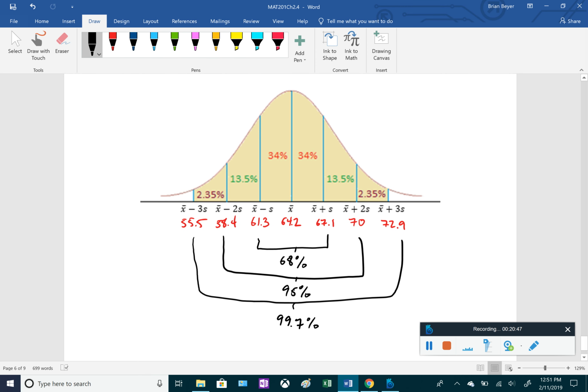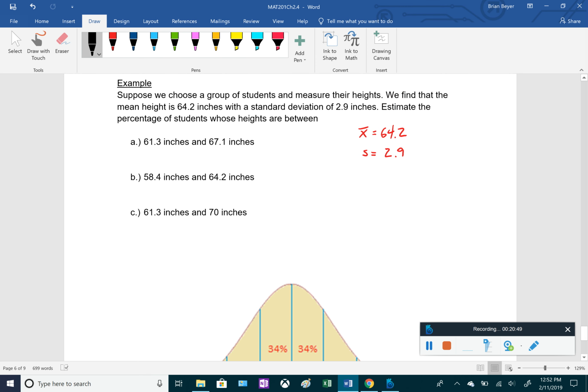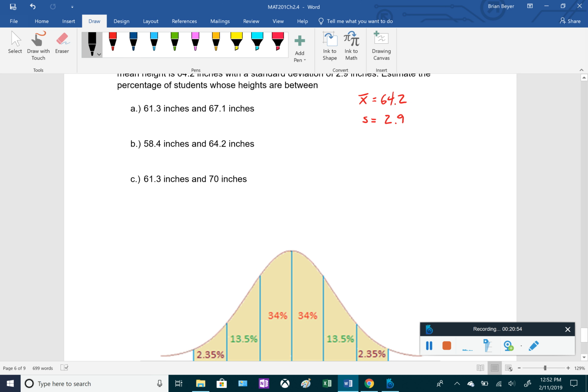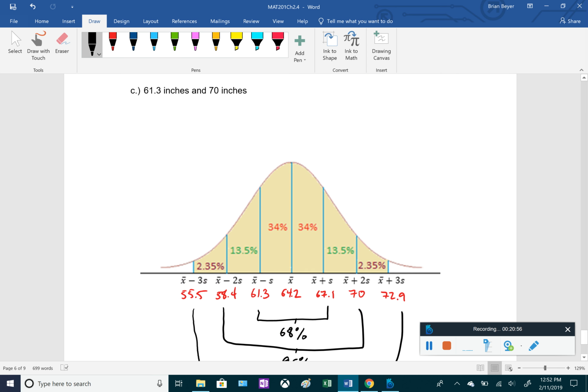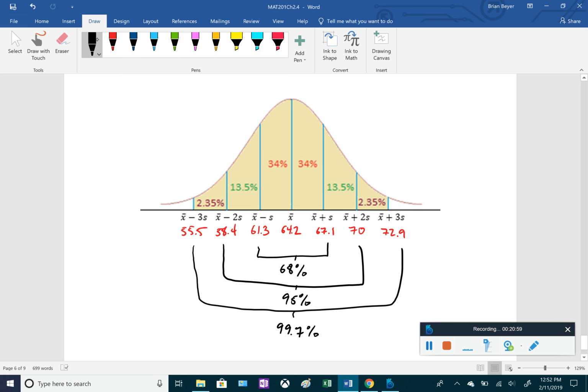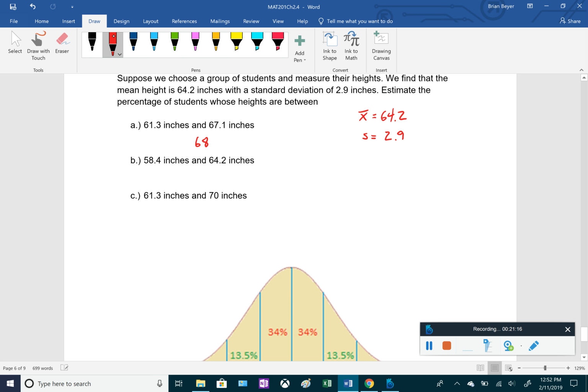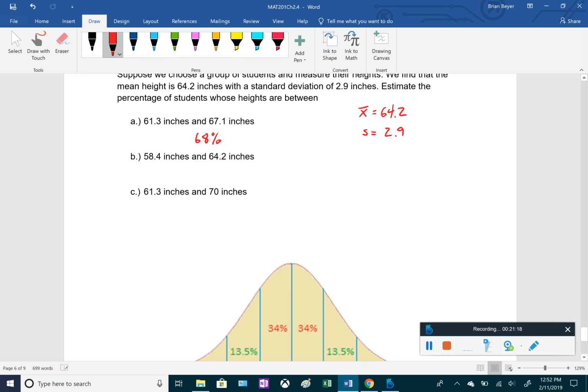So we're going to use this to answer these questions now. We want to know what percentage of students are approximately between 61.3 inches and 67.1. So 61.3 is right over here on the graph, one standard deviation to the left, and 67.1 is one standard deviation to the right. So that is one standard deviation to the left and the right. And we know that 68% of the data falls between one standard deviation.